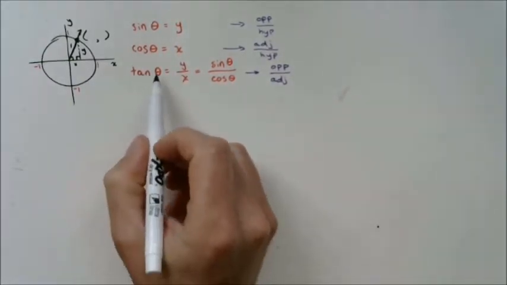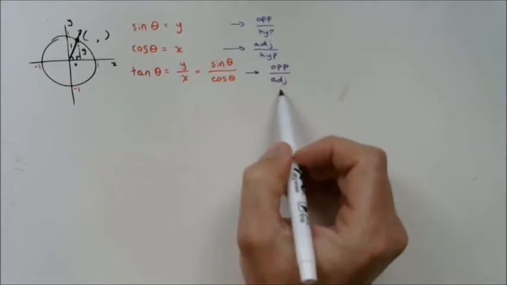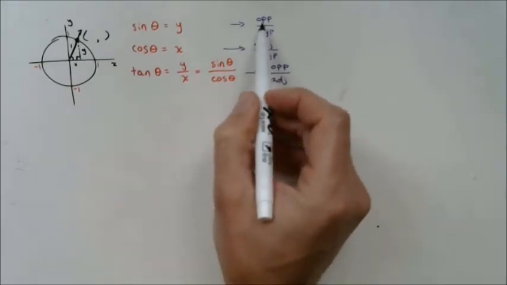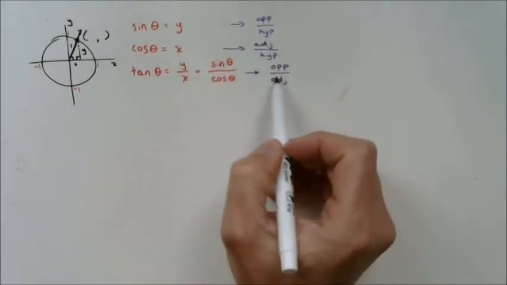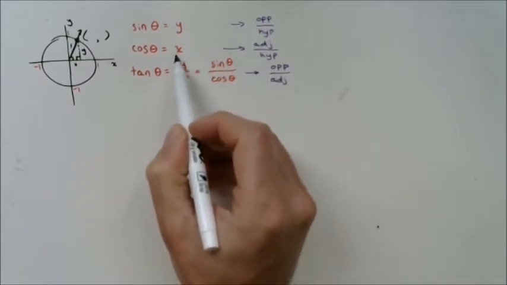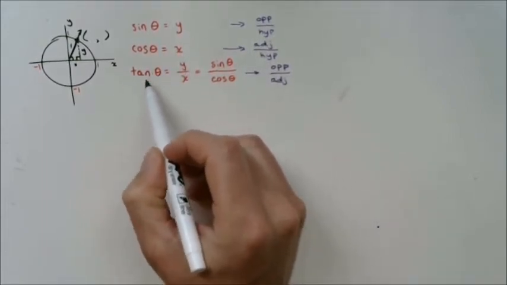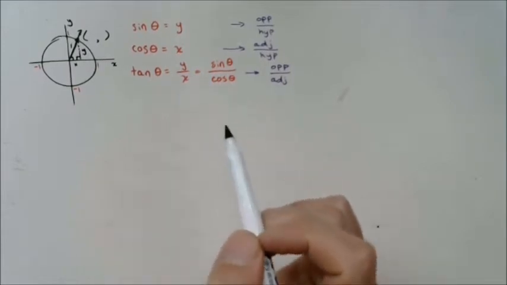Okay? And same with tan. Tan is opposite over adjacent, while opposite is right here, it's just y. And adjacent is right here, it's just x. So the tangent of theta is y over x.